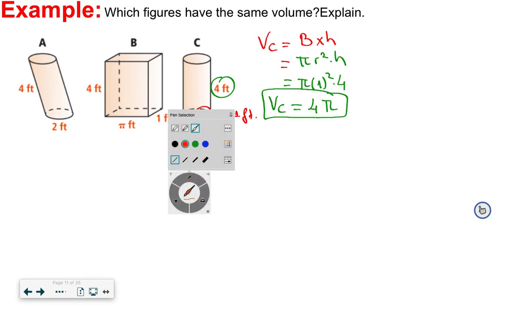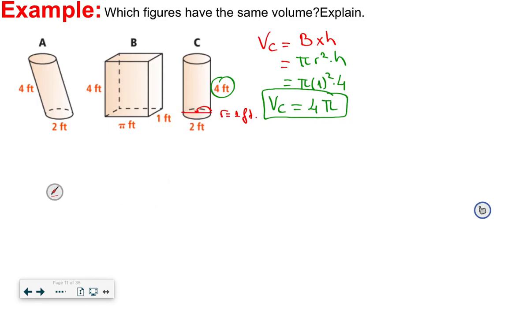Now let's find the volume of this rectangular prism, figure B. To be able to find the volume, base area times height. This base is a rectangle and the area of the rectangle is length times width. So pi times 1 times, what is the height? 4. Then you will get that volume of figure B is 4 pi as well.